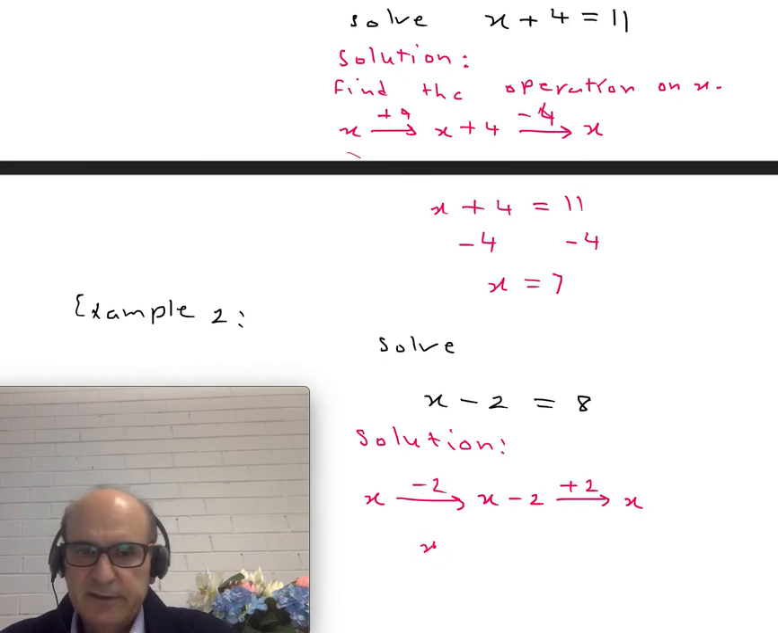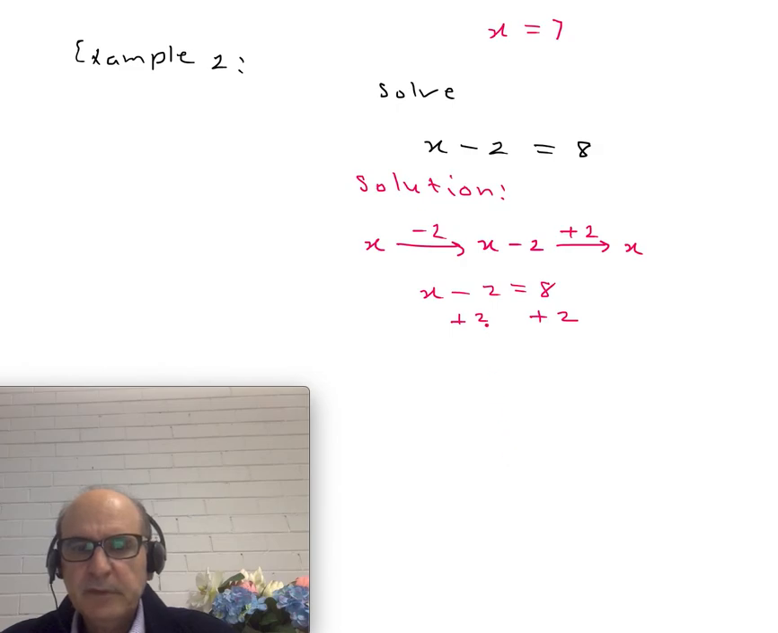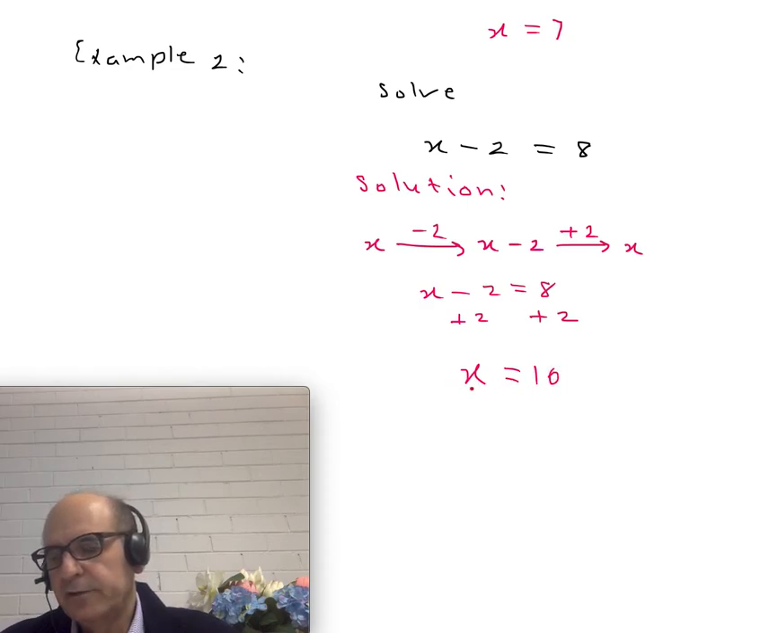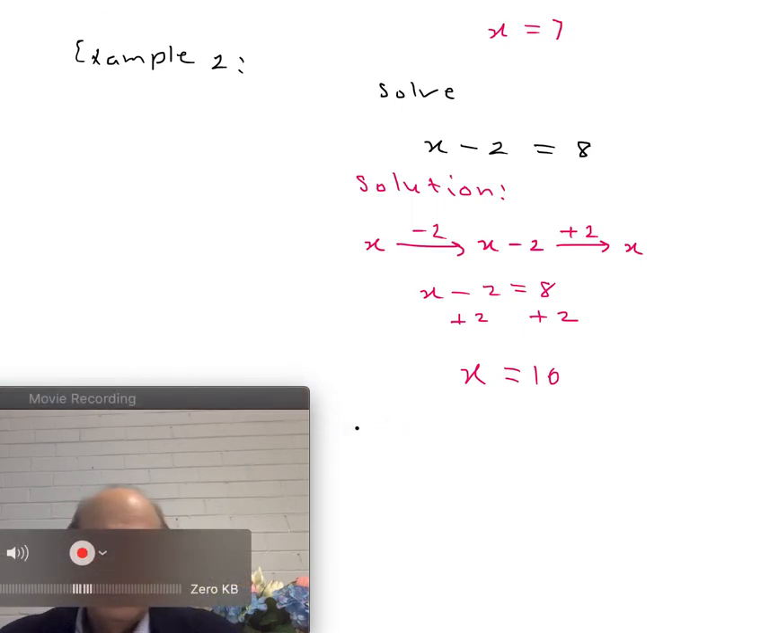So I write it as x minus 2 equal to 8. This is the operation I'm going to do, but it has to be done on both sides. And now x minus 2 plus 2. If I did that, I end up with my original value, which is x equal to 8 plus 2, 10. And that is my answer. X must be 10. And you know 10 minus 2 is 8. Another example.